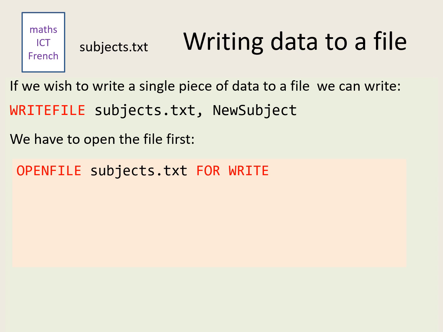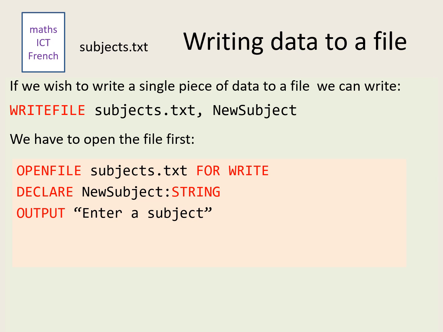So remember, this is going to overwrite the existing file with a blank file, but that's fine. Now, what I'm going to do this time is I'm going to actually ask, so we can use some pseudocode here to ask the user to enter a subject. So I'm outputting a message, enter a subject, and then I'm inputting the new subject variable, so I could type in computer science. I've declared the variable here. It's good practice to do that, so we simply write declare, the name of the variable and then the data type as well.